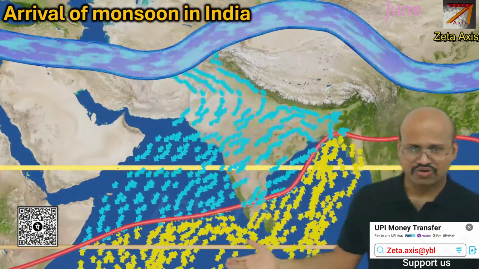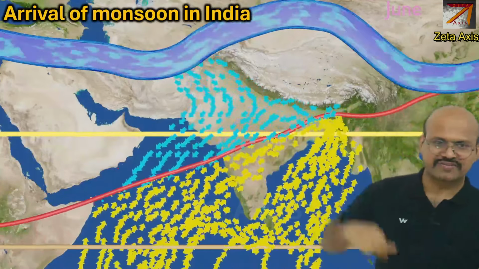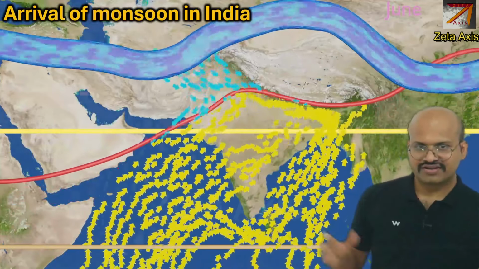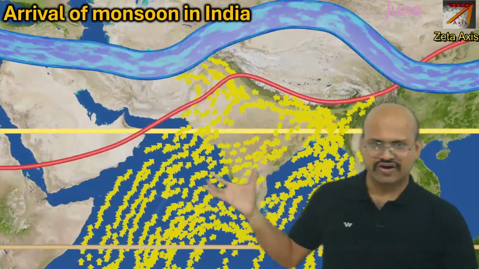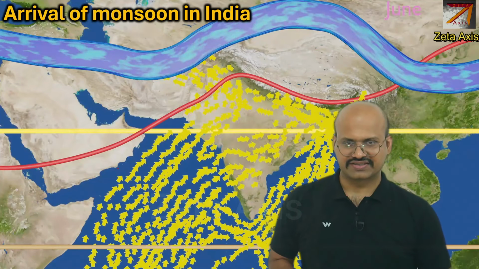Here these monsoon winds are able to reach the Indian subcontinent, because we can see that the southern part of the jet stream is not there. These monsoon winds spread all over the Indian subcontinent and bring rainfall to this region.